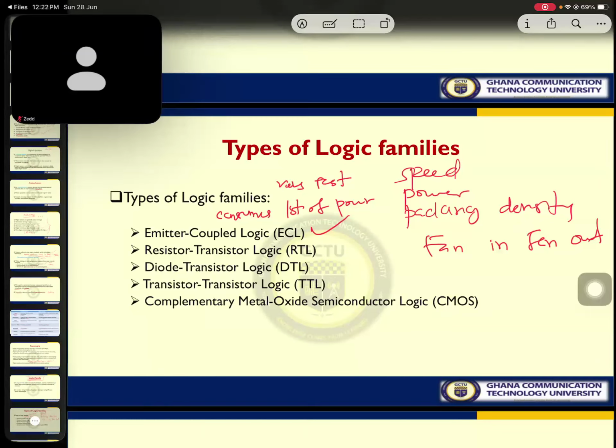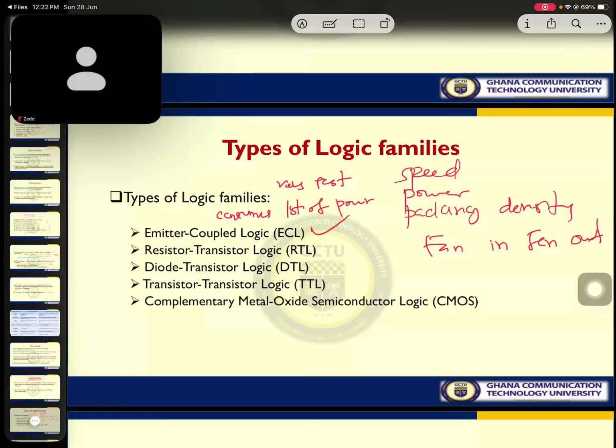Then we have the resistor-transistor logic. This basically uses what we call a resistor. What is a resistor? A resistor is a passive electronic component that implements electrical resistance as a circuit element. That is, it resists or reduces the flow of current in a circuit.